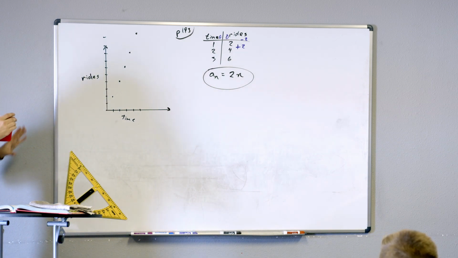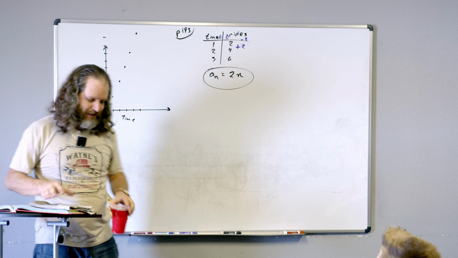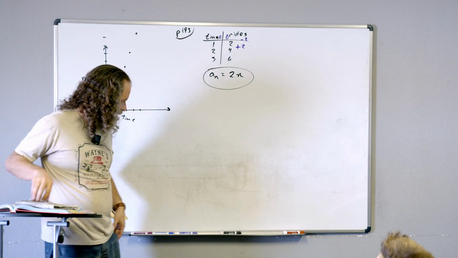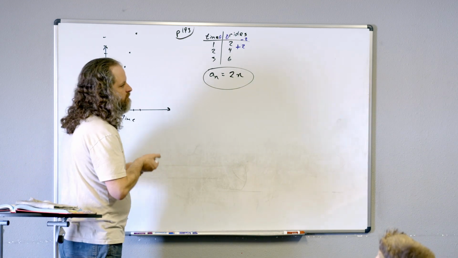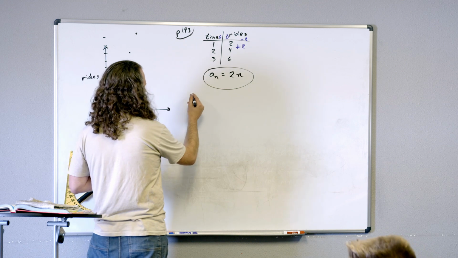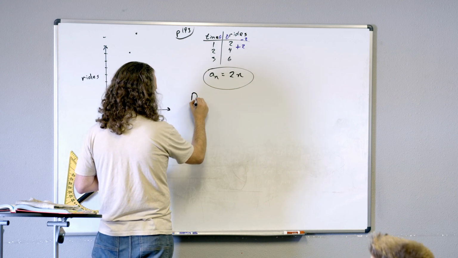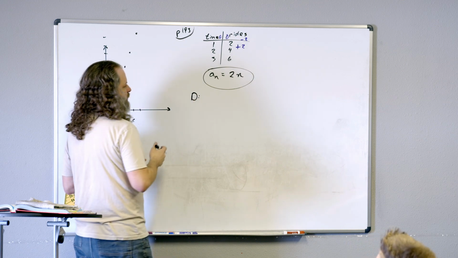Okay, so there's that. And then we're also asked to write the domain and range. So what's the domain of this function, this situation? What does domain mean? Domain is the x. Yes, it's the list of all possible x's.